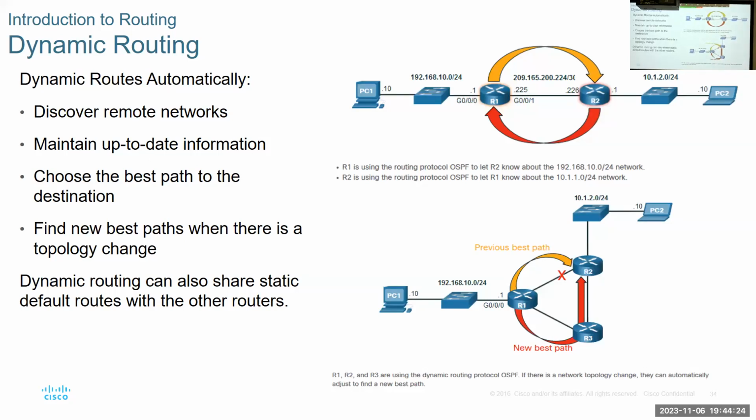So that's basically what's nice about a routing protocol is that you don't have to go in and create a bunch of static routes. And if your network changes, the routing protocol will take care of adapting to the change. Okay, so that's dynamic routing. Things like RIP, OSPF, EIGRP are routing protocols.